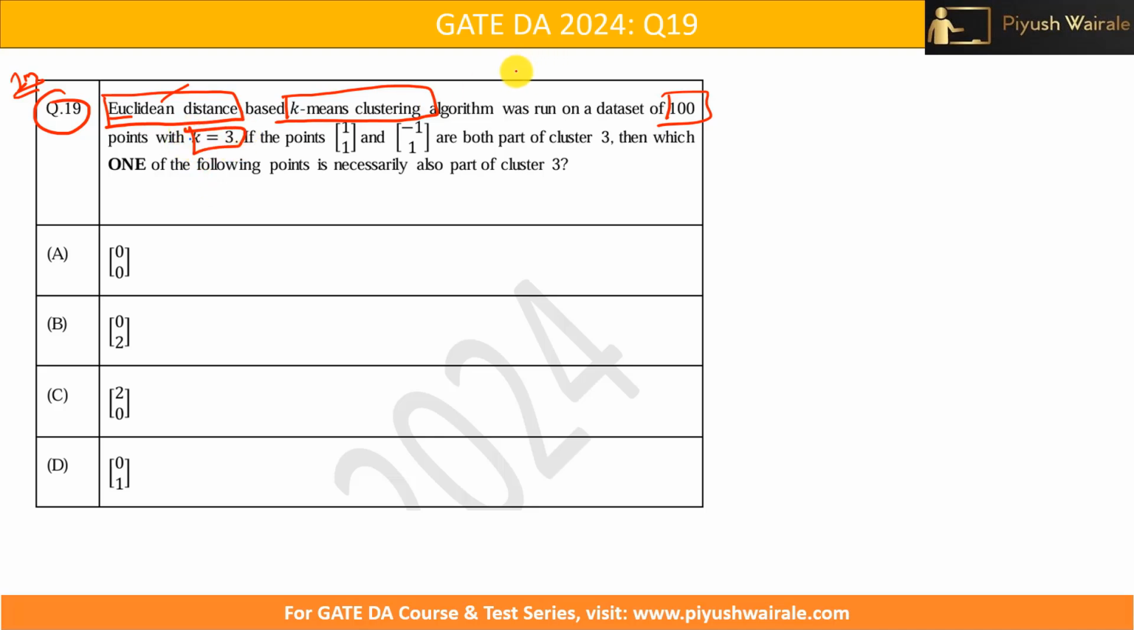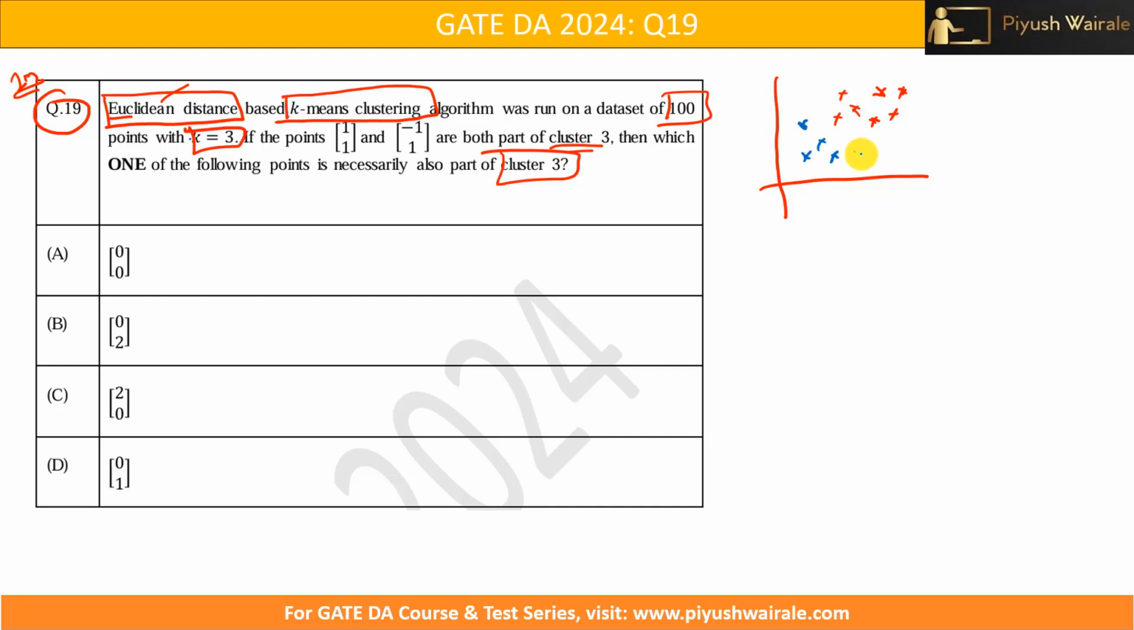So k equals 3 means what? There are 3 clusters, so we are going to form 3 clusters here. If the points (1, 1) and (-1, 1) are both part of cluster 3, then which one of the following points is necessarily also part of cluster 3? This is what we need to find out. I hope you remember what we have discussed in the course. Suppose this is my data point like this, and let's say I have this data point like this.